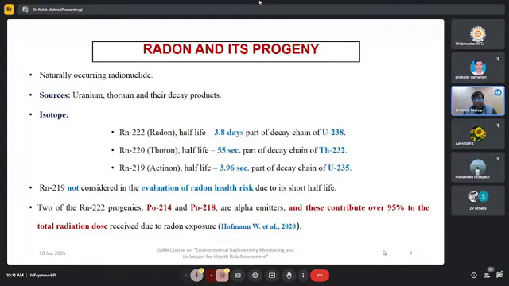And previously, what we were doing was estimating the radon values in such a fashion that we were not differentiating their daughter products, because once the radon further decays it generates polonium 218 and polonium 214. And thoron further decays to give polonium 212 and 216.